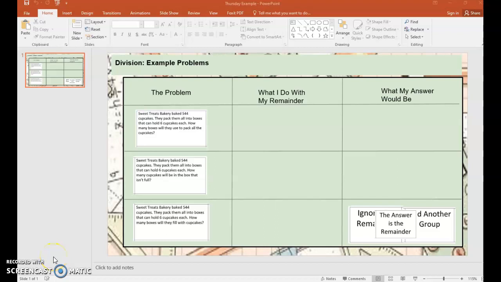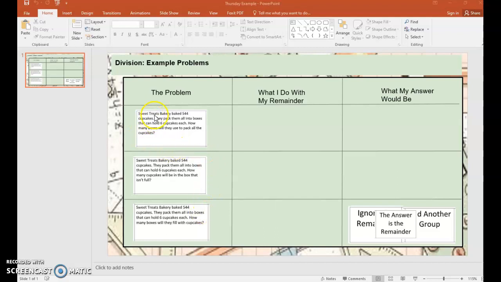All right, guys. So what I've done is I've set this up just like what you're going to be seeing on your Seesaw assignment. Okay, you're going to have 3 problems. And let's read the problems. They're all very, very similar. The only thing that changes is the question.